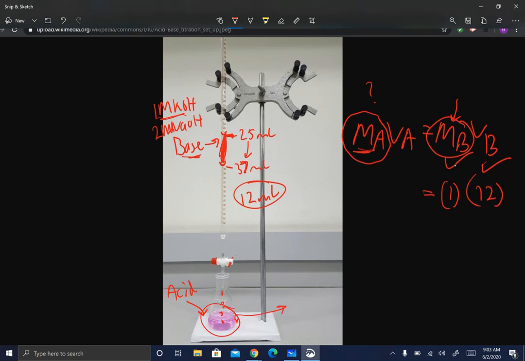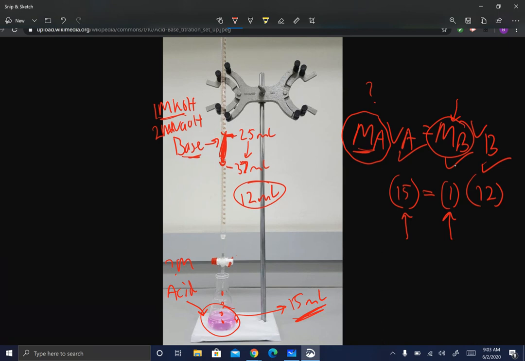So let's say you start with 15 milliliters. The question would say you have 15 milliliters of an unknown acid. So we don't know the molarity, we don't know the concentration, but we do know the volume is 15. So VA, check, we know that. Again, the question would give you that number.